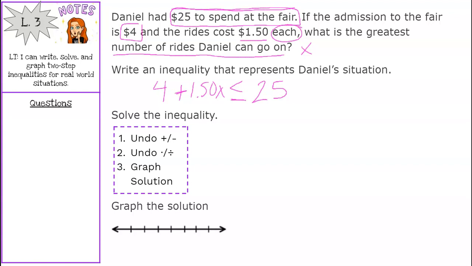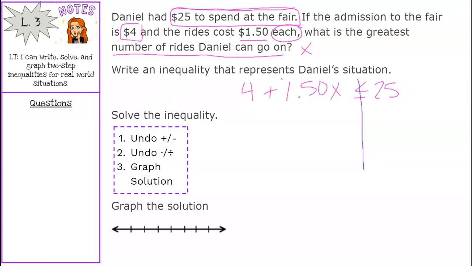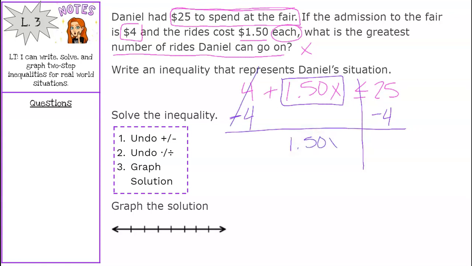So to solve that, we're going to start with undoing the addition and subtraction. So be careful on this because this is multiplication, 1.50x. So we're not going to subtract that. We're going to subtract the 4 from both sides. And then we are left with 1.50x is less than or equal to 25 minus 4 is 21. So we did step 1.